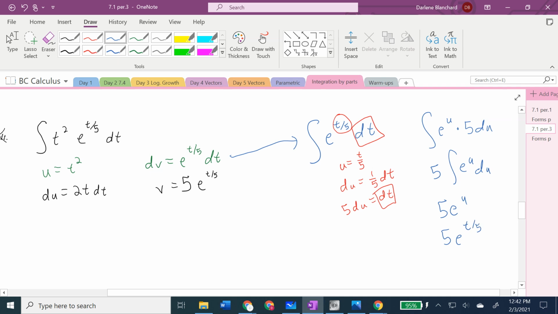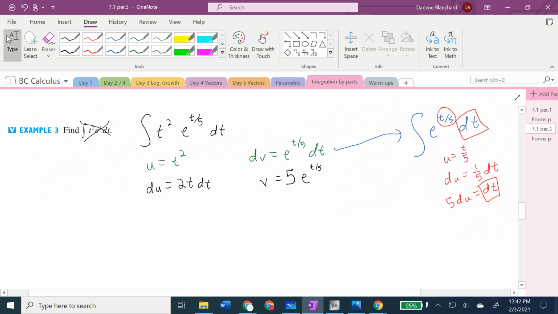And then right when I would be putting a plus C, I just don't if I'm in the middle of this process. Now I am ready to solve that the integral of t squared times e to the t over 5 dt.